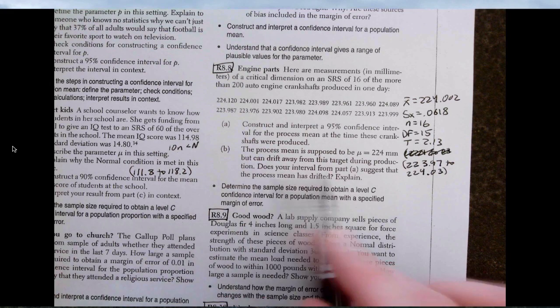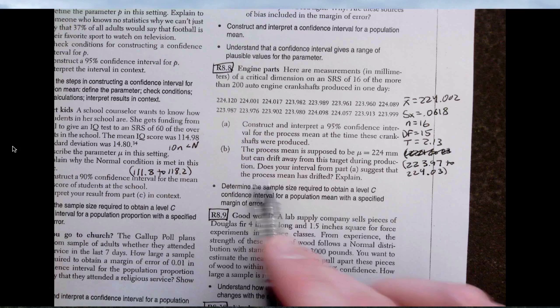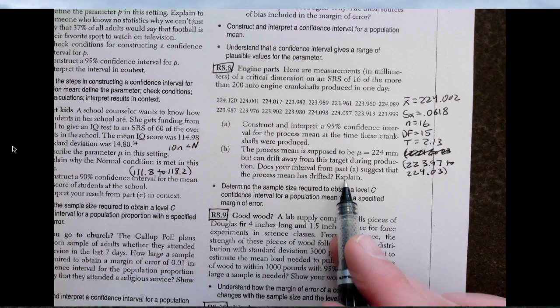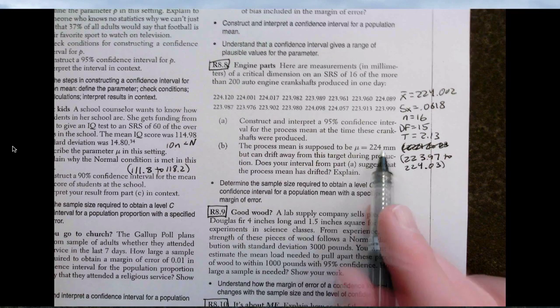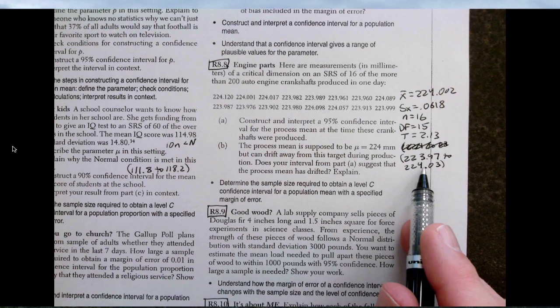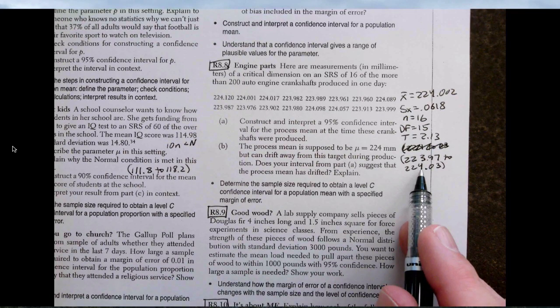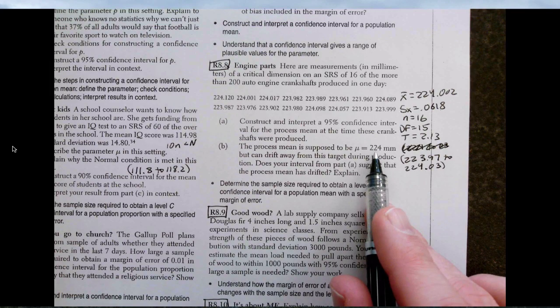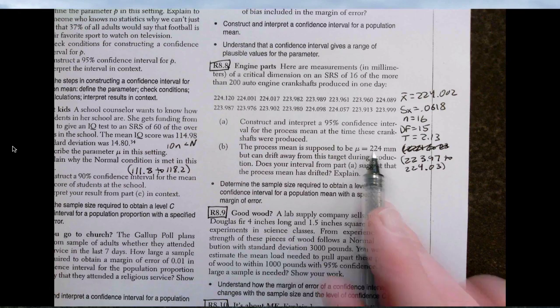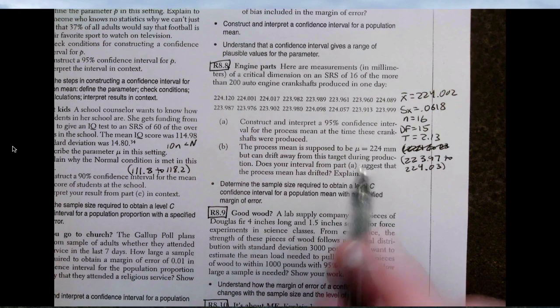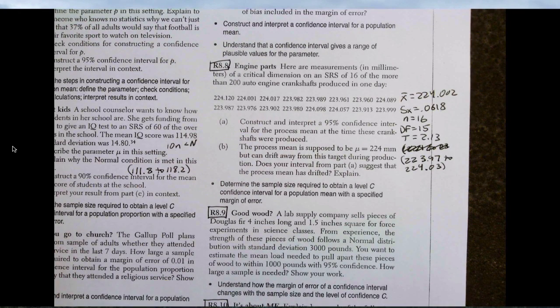The process mean is supposed to be 224, but can drift away from this target during production. Does your interval from part A suggest that this process mean has drifted? Explain. All right, so what you want to look for when they ask you to compare to a value is the value in the interval. The answer in this case is no, it has not drifted. It is captured by this interval, so it is still considered reasonable. Okay, so if the entire interval were above or below this number, we would say we should probably re-examine this or think that the production has caused it to drift.